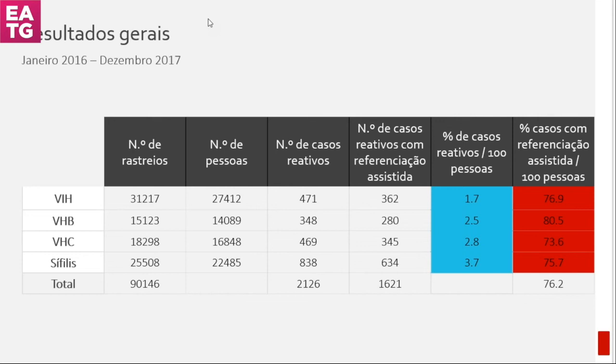So effective rapid screening programs are over 0.5, as you know. So we have 1.7 for HIV, 2.5 for hepatitis B, 2.8 for hepatitis C, and 3.7 for syphilis. So very effective screening programs.